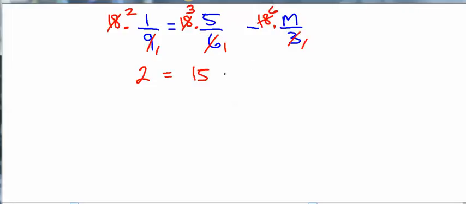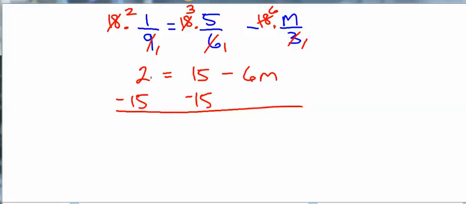6 times m is, now that's minus 6m. So subtract 15. 2 minus 15 is negative 13 equals negative 6m. That doesn't look real clean, does it? It's alright. Divide by negative 6, good. Now over here on the left side, a negative divided by a negative equals a positive. Good, so this becomes 13 over 6.